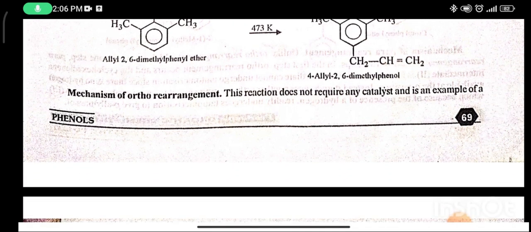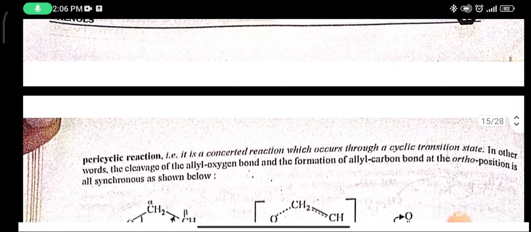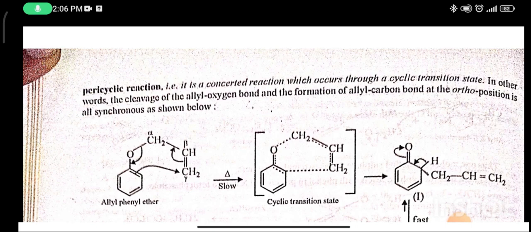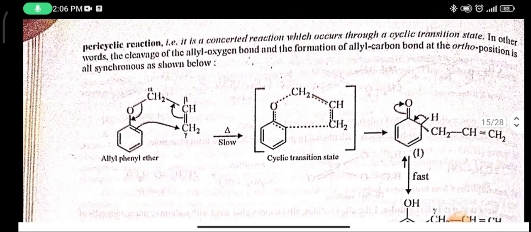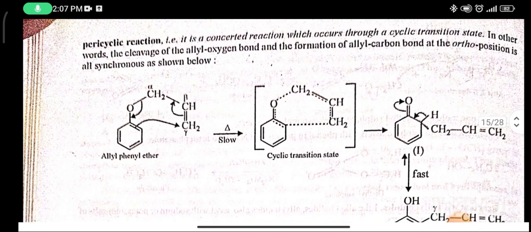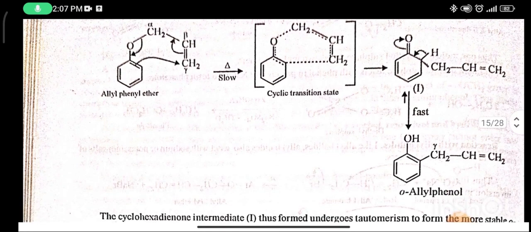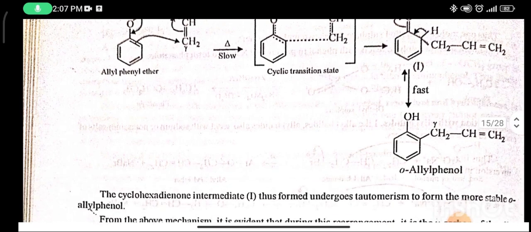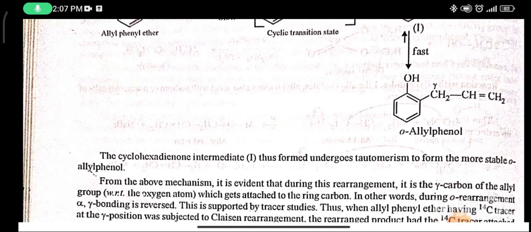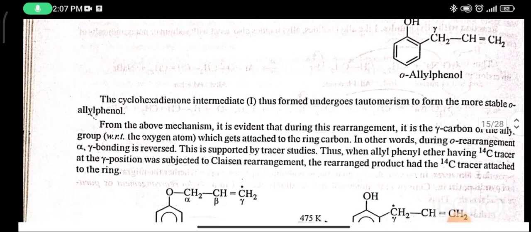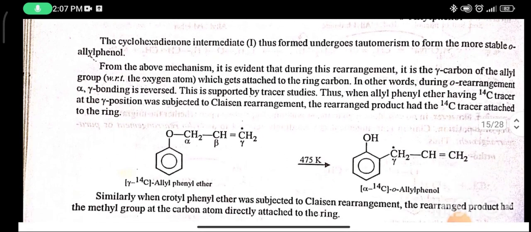Mechanism of ortho rearrangement. This reaction does not require any catalyst and is an example of a pericyclic reaction. It is a concerted reaction which occurs through a cyclic transition state. In other words, the cleavage of the allyl-oxygen bond and the formation of the allyl-carbon bond at the ortho position is asynchronous, as shown here. The cyclohexadienone intermediate 1 thus formed undergoes tautomerism to form the more stable ortho-allyl phenol.